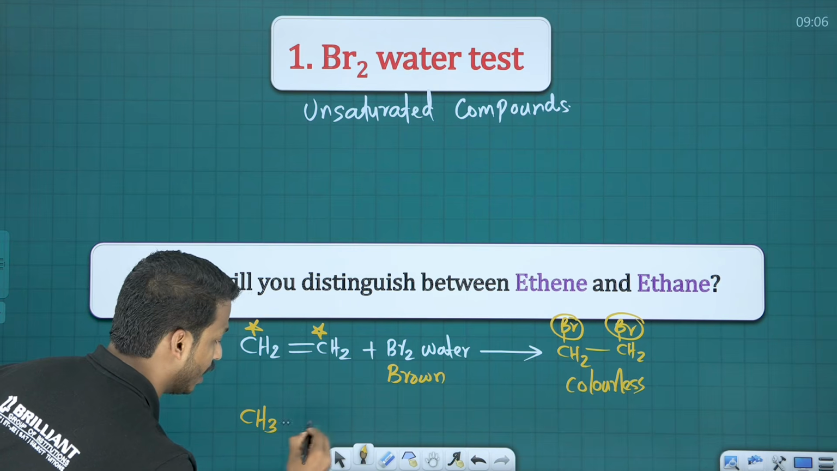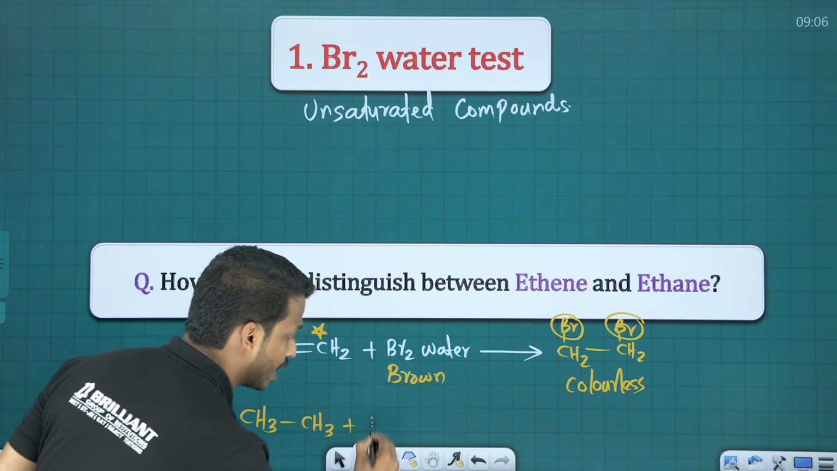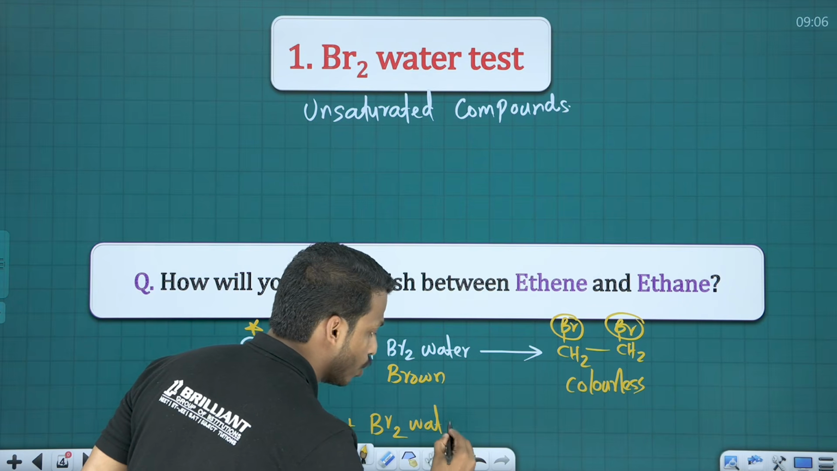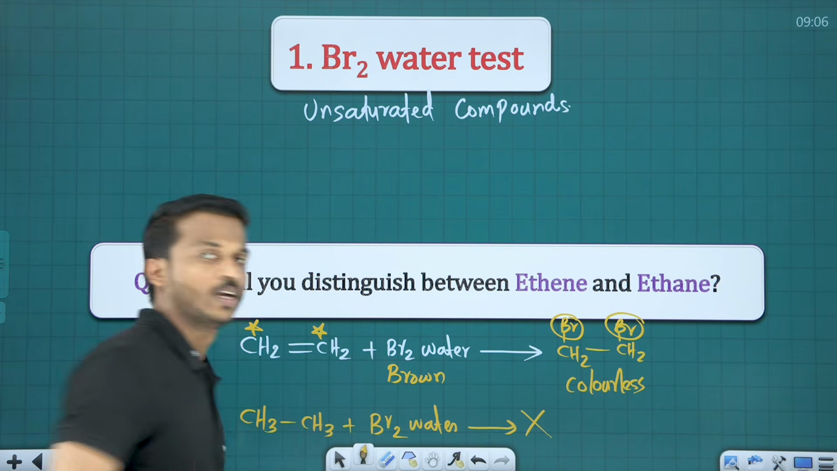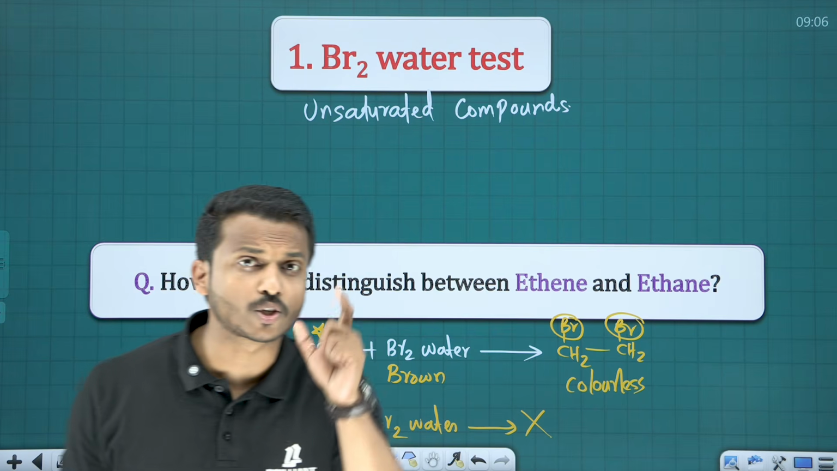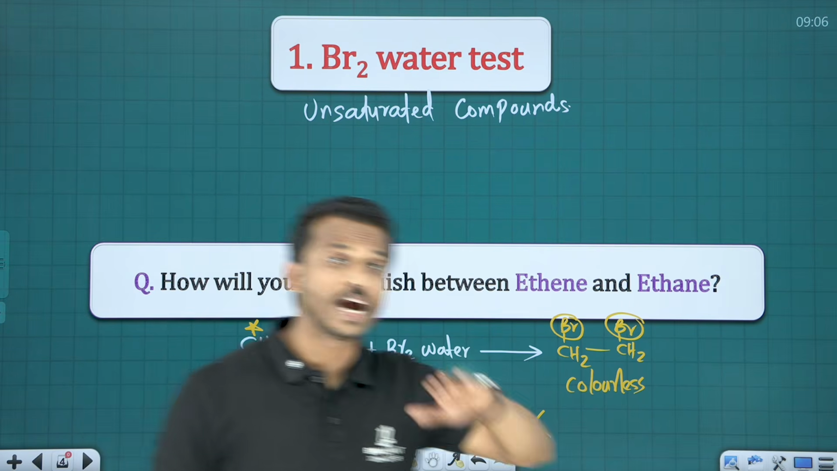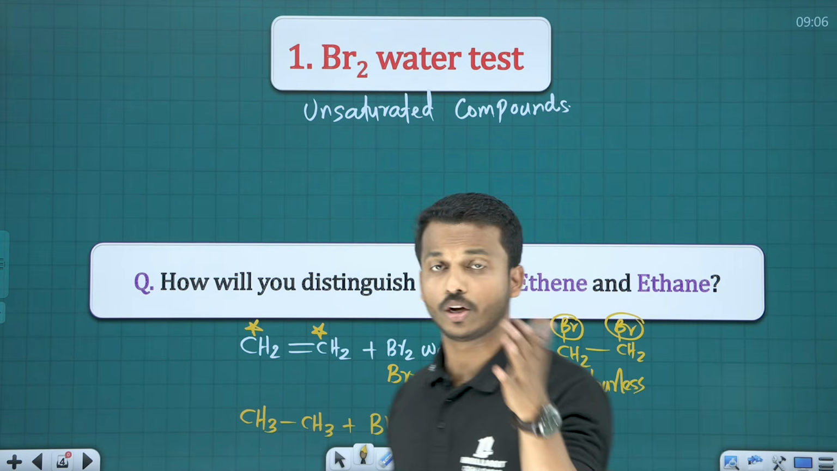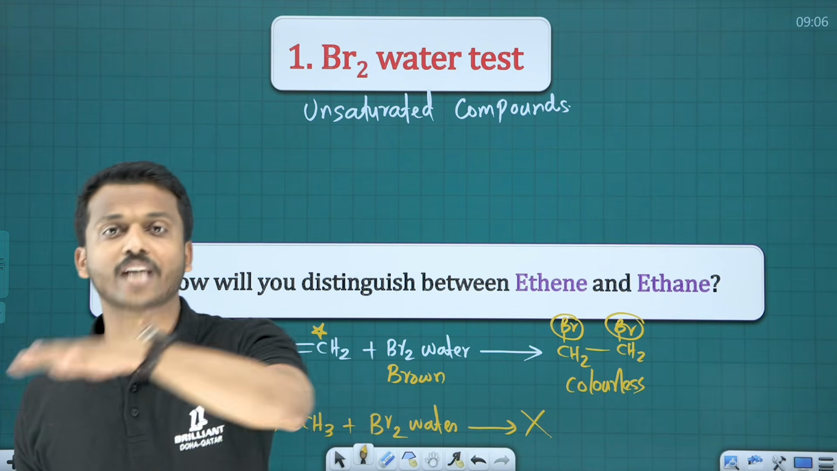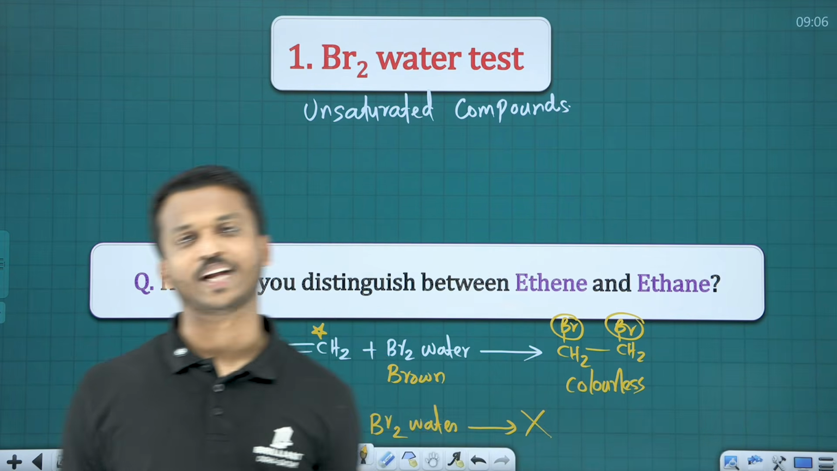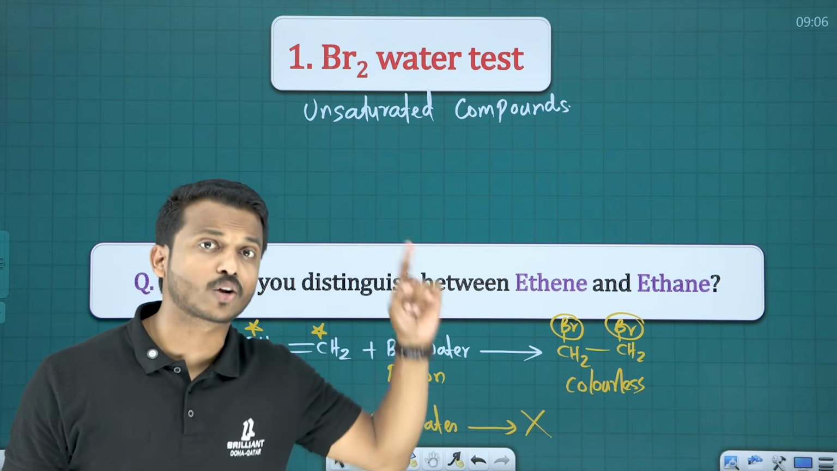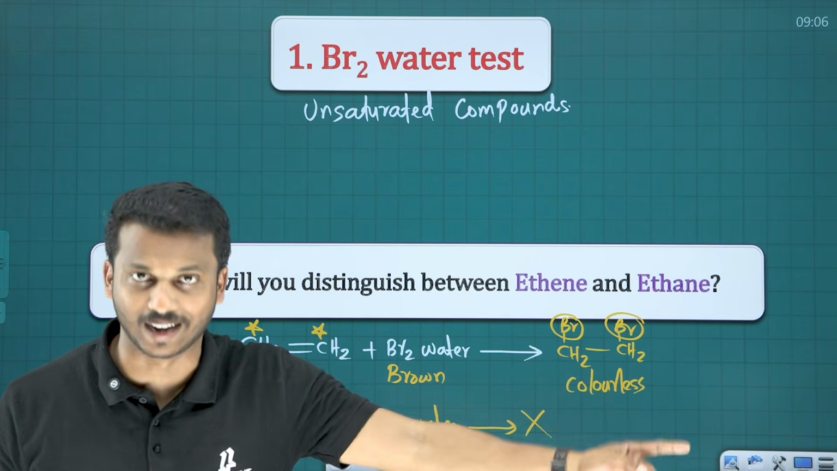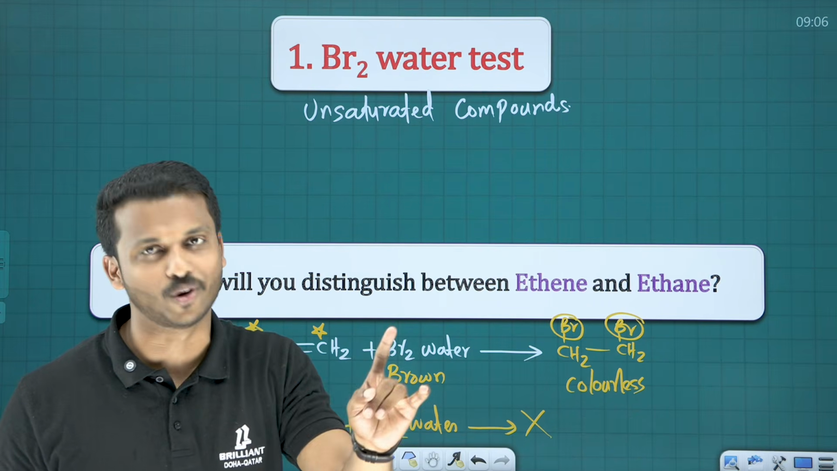What about ethane? If you start with ethane, when you react with the same bromine water, there is no reaction. So what is the purpose of the bromine water test, my dear? To distinguish a saturated compound from an unsaturated compound. Unsaturated compound will react with the bromine water, the brown color becomes colorless, whereas saturated compound, no reaction.